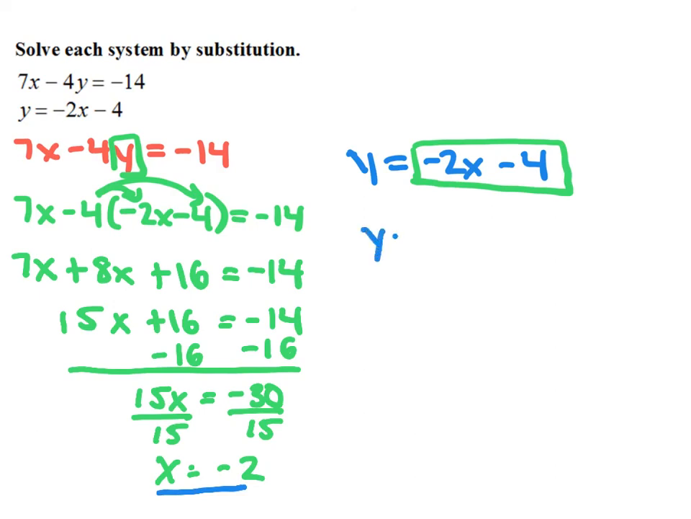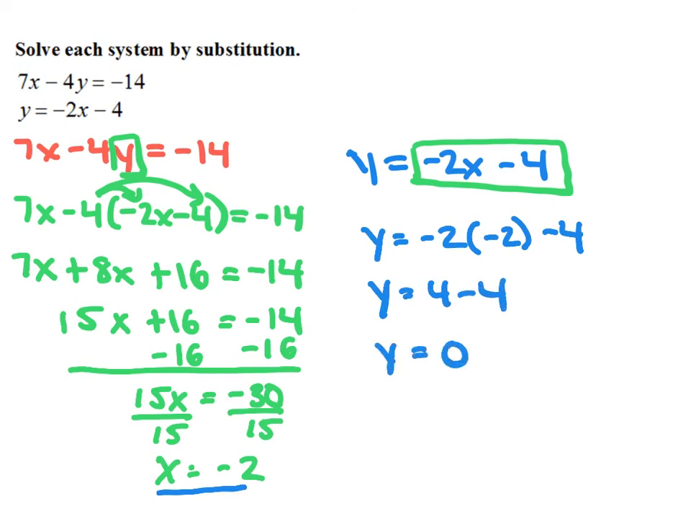So it'll be y equals negative 2 times negative 2 minus 4. So I have y equals 4 minus 4. So the answer is y equals 0. So the solution to this system would be negative 2 comma 0.